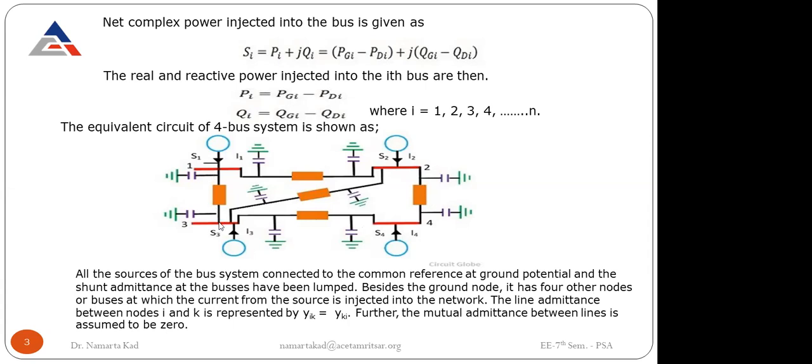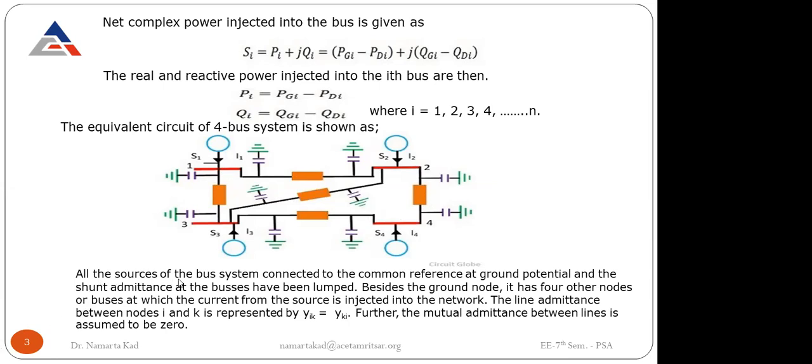1 and 3 is also interconnected. 3 and 2 is also interconnected, but there is no connection shown between bus number 1 and bus number 4. Okay, it is clear from this figure that there is no connection between bus number 1 and bus number 4.